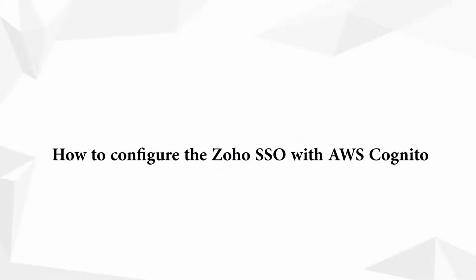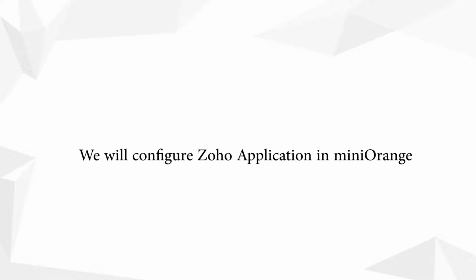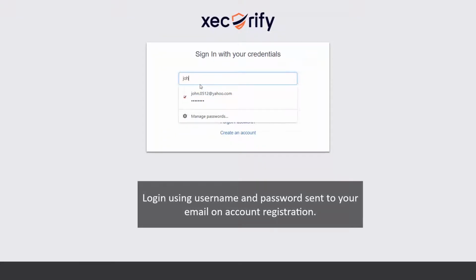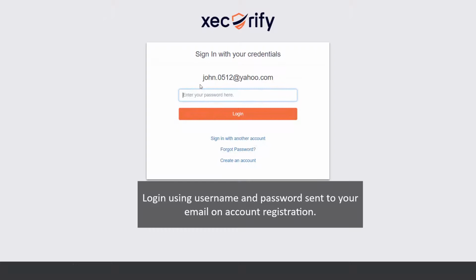In this demo we are going to show you how to configure the Zoho-sso with AWS Cognito. Firstly we will configure Zoho app in miniOrange. Log in using username and password sent to your email on account registration.